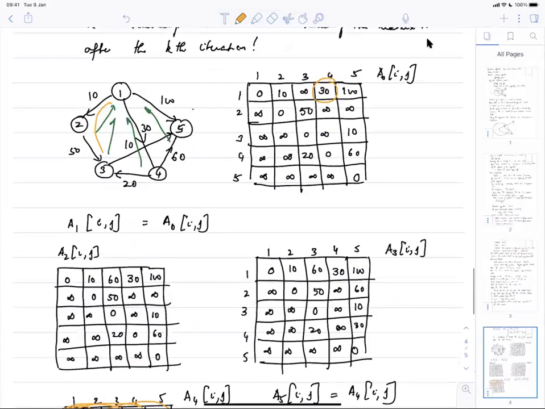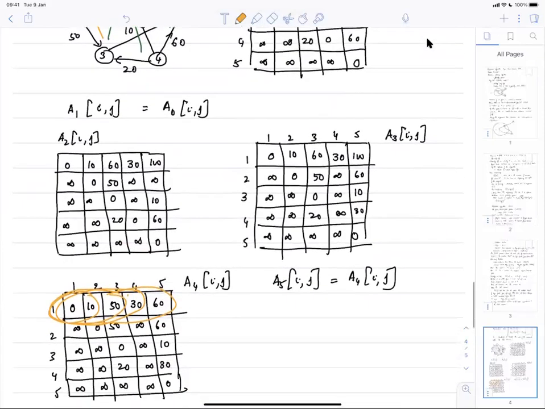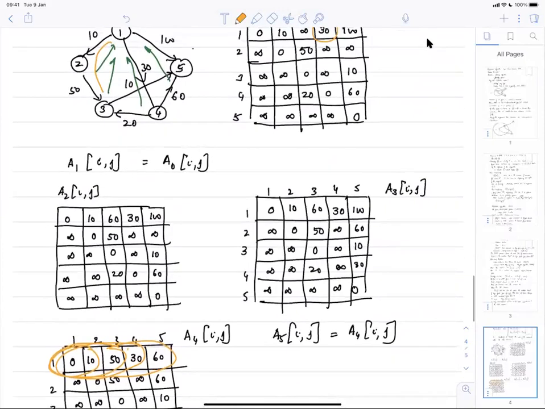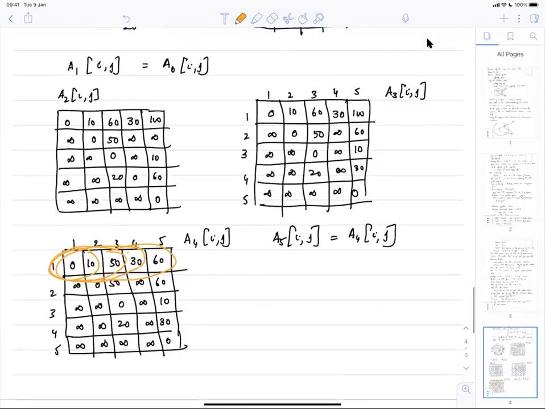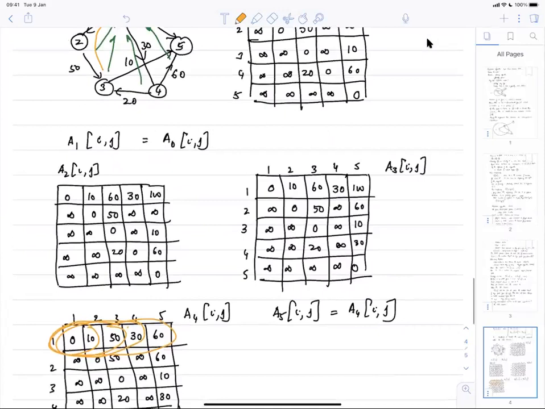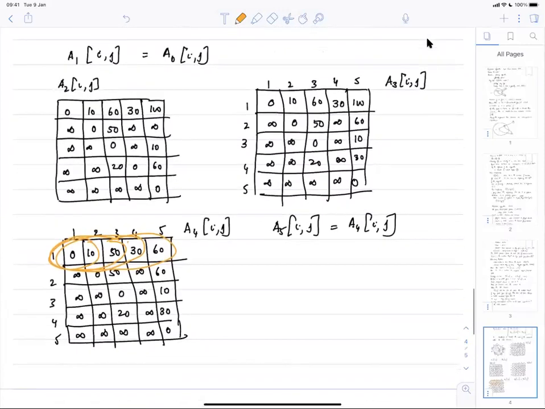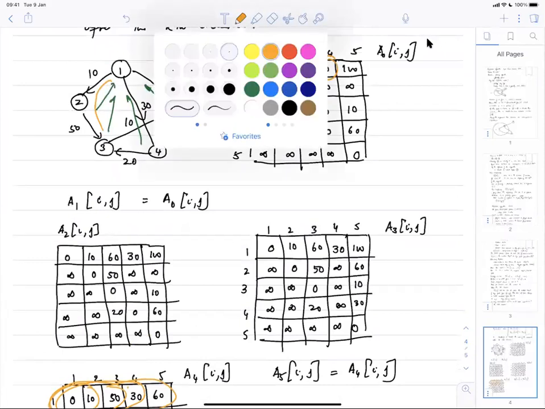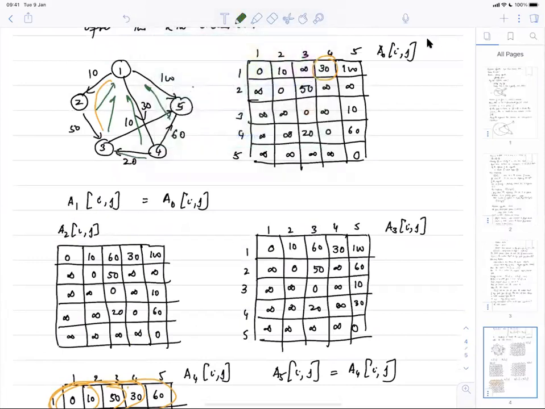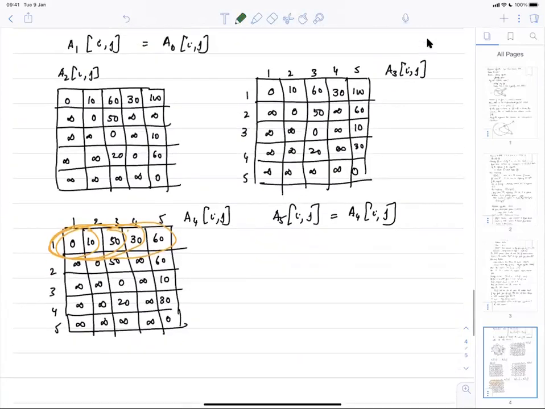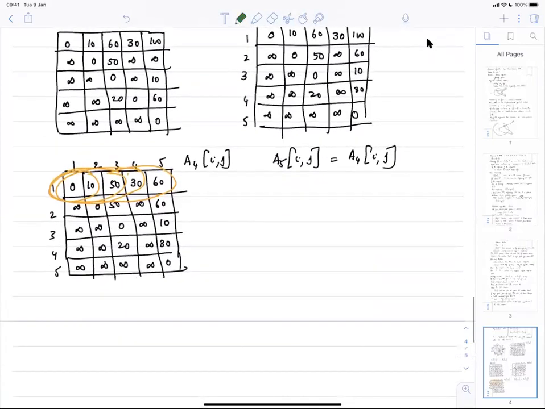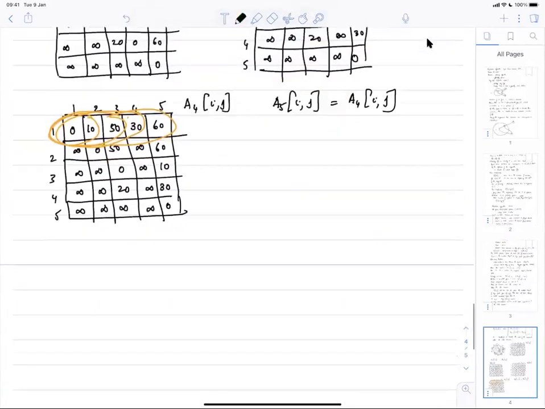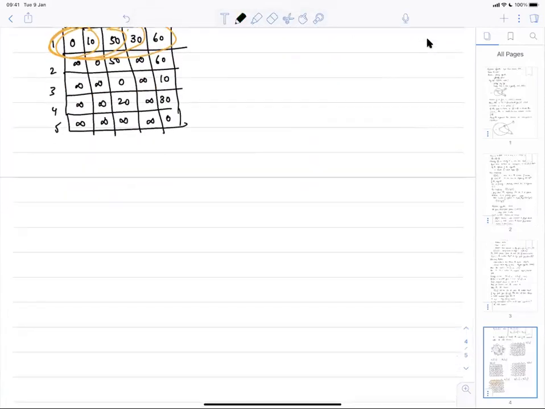And 3 to 5, there's only one shortest, 10. And 4 to 3, we have 20. And 4 to 5, we have 30, because you can take this particular path. So originally it was 60, and then it goes to this, and so on. Okay. So this is essentially what we do. So this is the all pair shortest path algorithm. Let me write the procedure module for you.